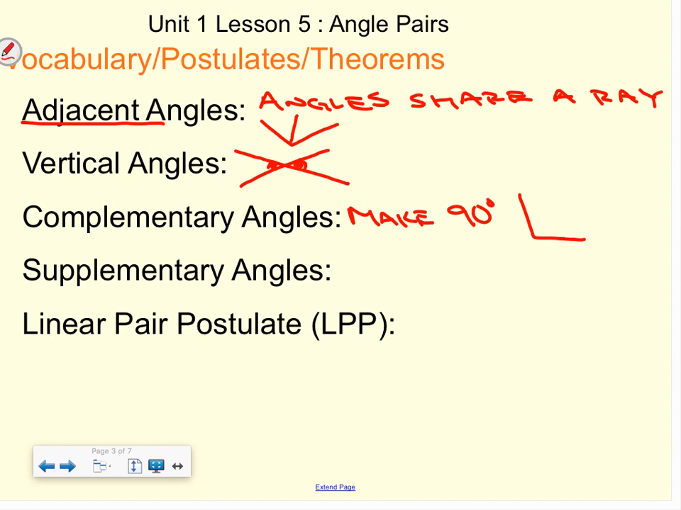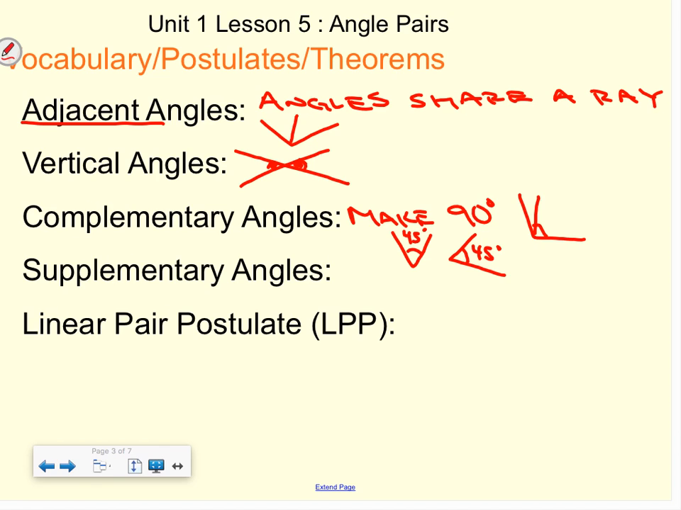Complementary angles are angles that make 90 degrees. Okay? They can either be adjacent like this. These two make a 90-degree angle, and so those are considered complementary, but they don't have to be. You could have just two different angles like this. If these are both 45 degrees, even though they're not really close to each other, they're still considered complementary angles because put together they equal 90 degrees.